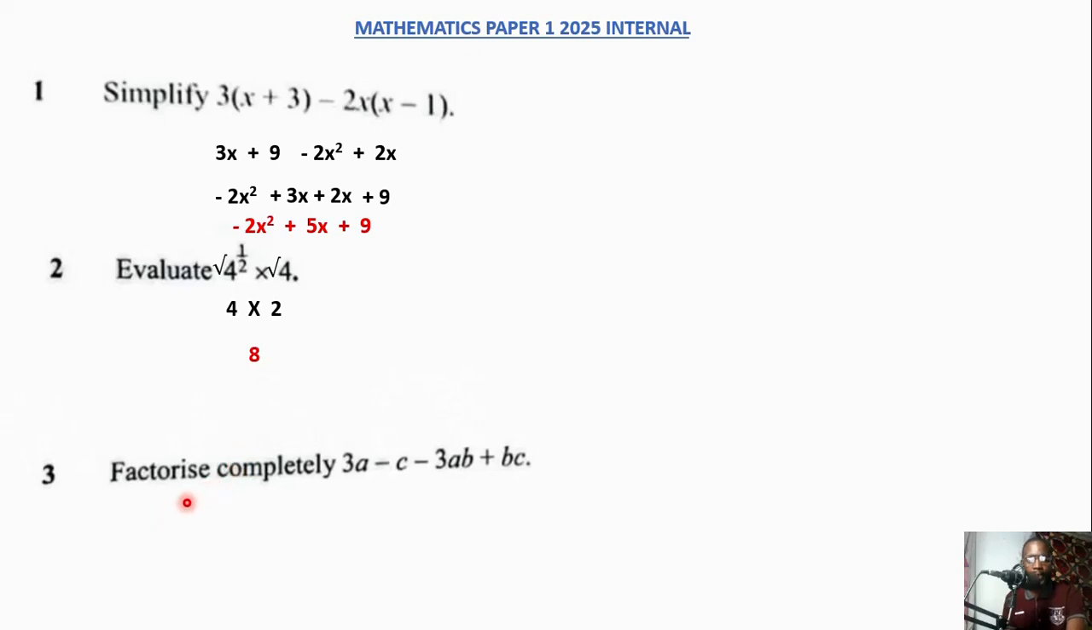So the next question is saying, factorize completely 3a minus c negative 3ab plus bc. Alright, now, when you see such a question and you're asked to factorize, one thing that I'll tell you is to make sure that you introduce brackets. Here, where there's 3a, you open your brackets here and here. Also, after this sign, any sign that you're going to have here, just introduce brackets here and here, so that you have two things that are grouped together, so that it looks something like this.